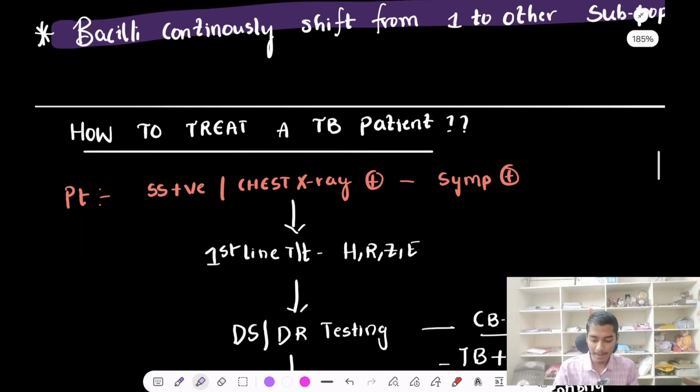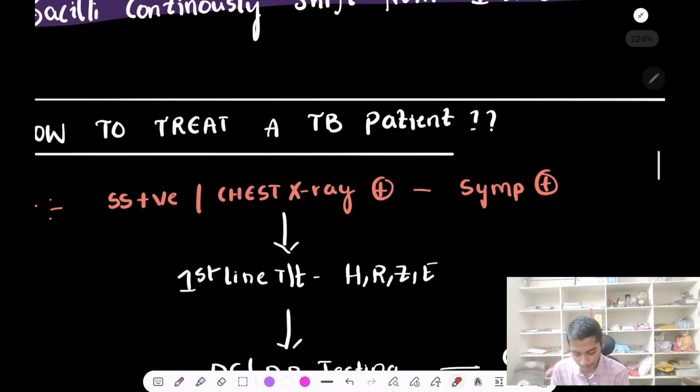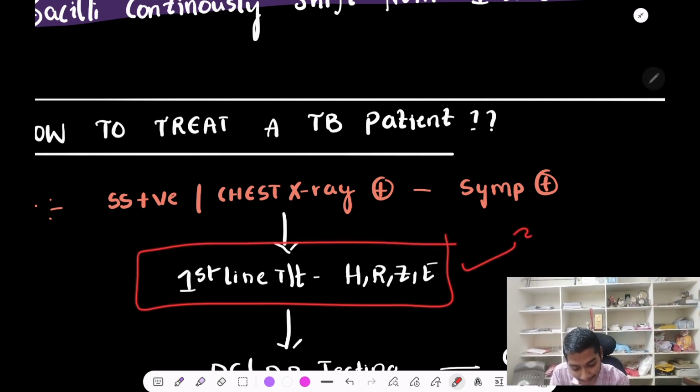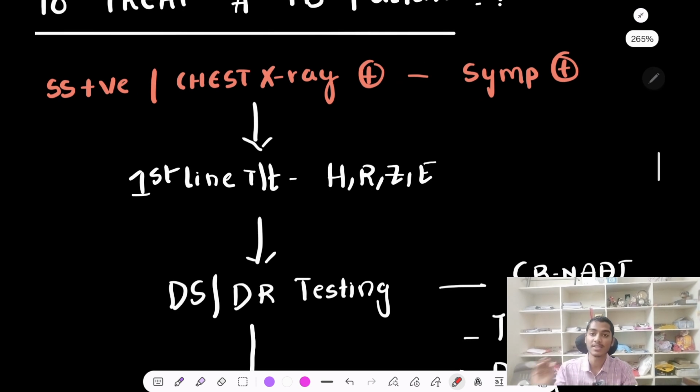So how to treat a TB patient? Let's get into it. First, a patient will come to you with a positive sputum test or positive chest x-ray result, and the symptoms are also there, like we have discussed the active TB symptoms: cough, fever, night sweats, weight loss. So what to do? Should we ask the patient to go for drug susceptibility testing and then treat? No. First line therapy should be started immediately. Immediately when the patient comes, you have to start with the first line therapy, that is HRZE.